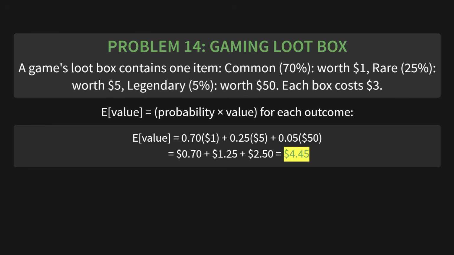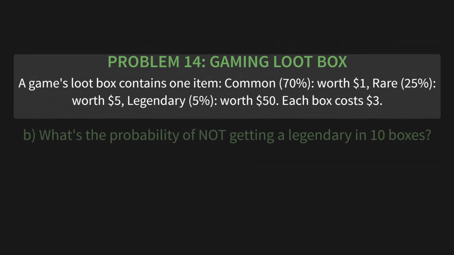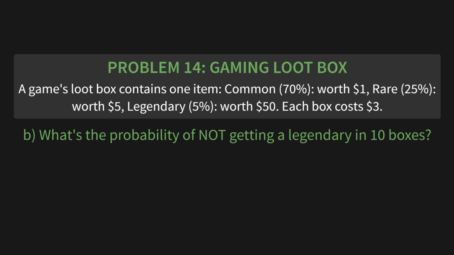Add it all up: 70 cents plus $1.25 plus $2.50 equals $4.45 average value. But remember, the box costs $3. So your expected profit is $4.45 minus $3, $1.45. The game is actually in your favor. But wait, before you start buying boxes, let me show you something.